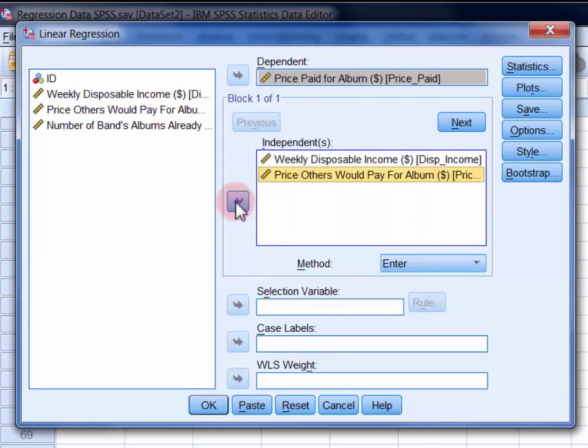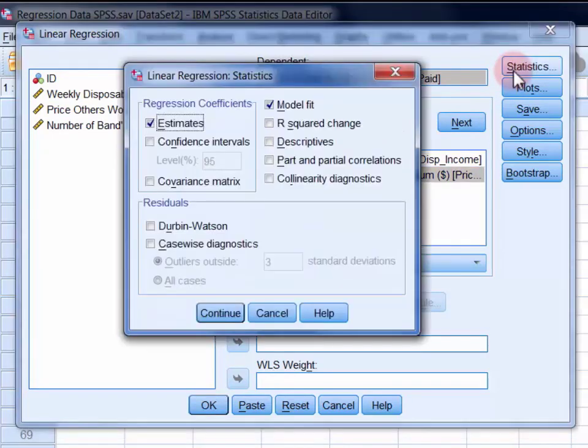In the Statistics dialog, select Confidence Intervals, Descriptives, Part and Partial Correlations, and Collinearity Diagnostics, and then click Continue.